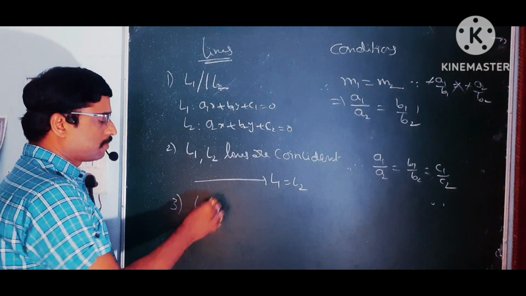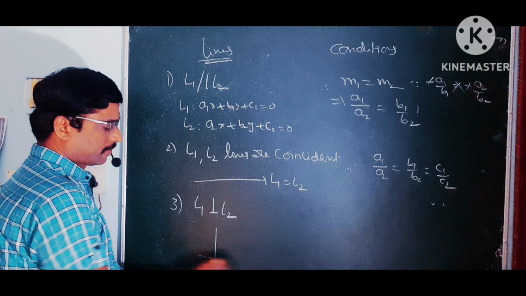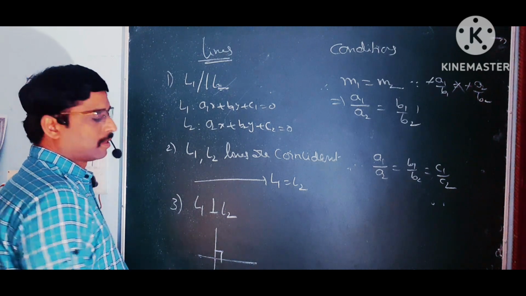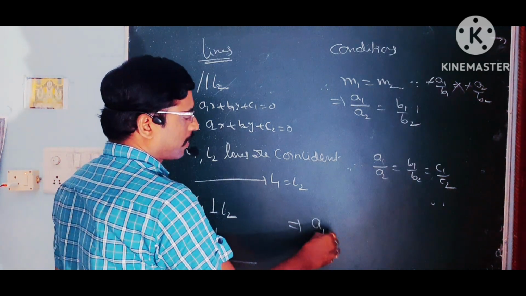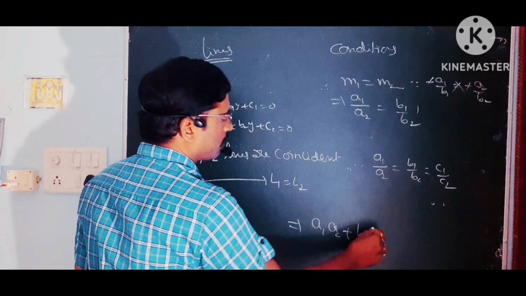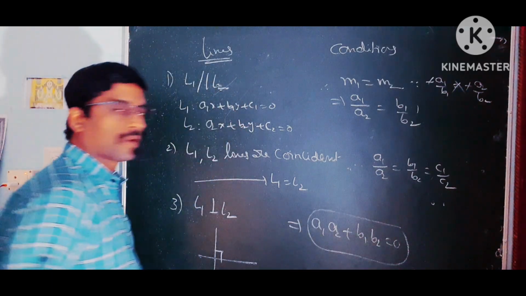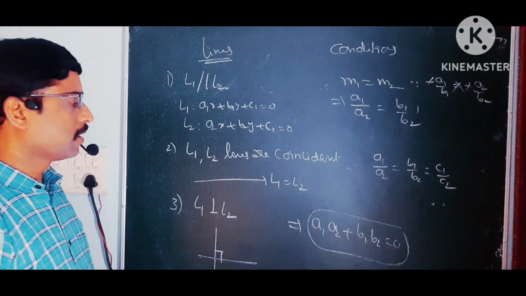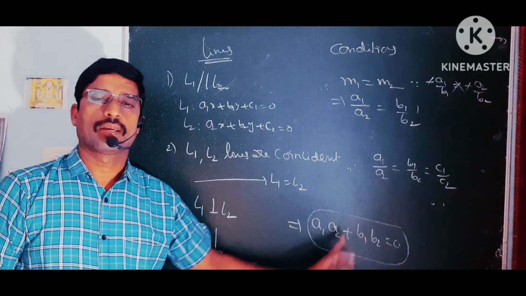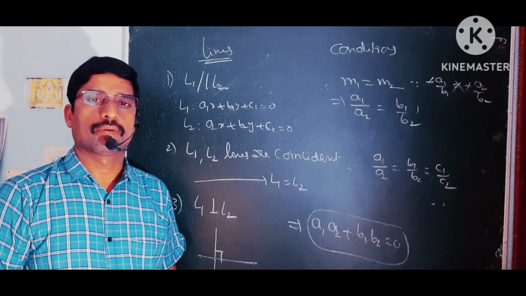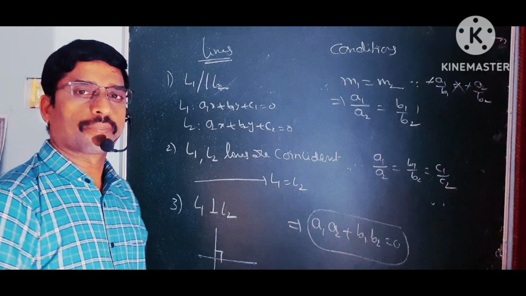Suppose these two lines are perpendicular. Now this condition is A1 A2 plus B1 B2 is equal to 0. The product of slopes is equal to minus 1. After simplification, what we get here, A1 A2 plus B1 B2 is equal to 0.